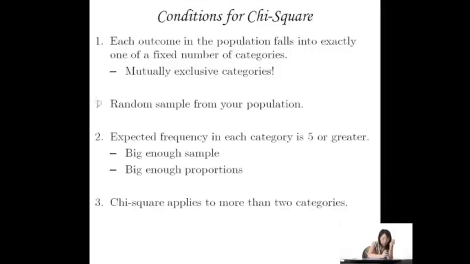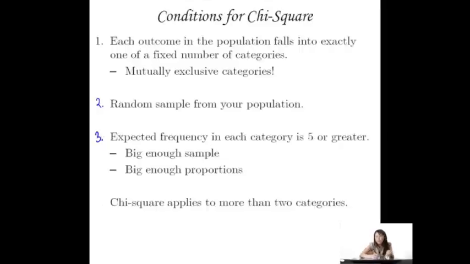Okay, so the numbering is slightly off here. But the second condition that must be met is that you must have a random sample from your population. That's just like all kinds of hypothesis testing, though. Number 3, the expected frequency in each category. Once you compute all these expected frequencies in order to compute your chi-square, each cell, each square, needs to have an expected frequency of 5 or greater.